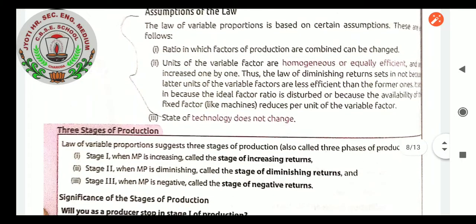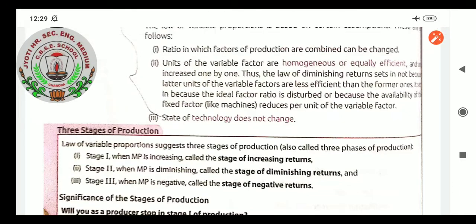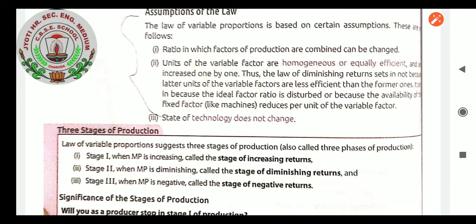Three stages of production are there. The law of variable proportion suggests three stages of production, also called three phases of production. Stage 1, when MP is increasing, is called the stage of increasing returns. Stage 2, when MP is diminishing, is called the stage of diminishing returns. And stage 3, when MP is negative, is called the stage of negative returns.